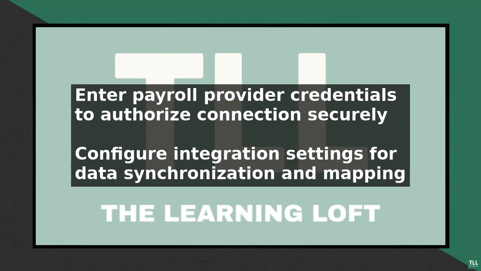Step 3. Configure the integration settings to determine how your payroll data will be synchronized with Bill for Time. This may include setting up mapping rules to match your payroll codes with Bill for Time codes, and specifying the frequency of data synchronization.